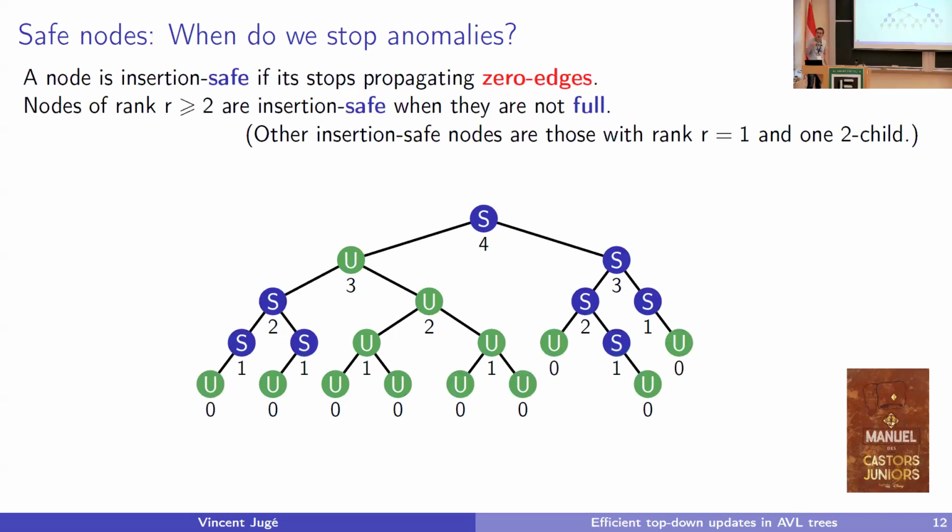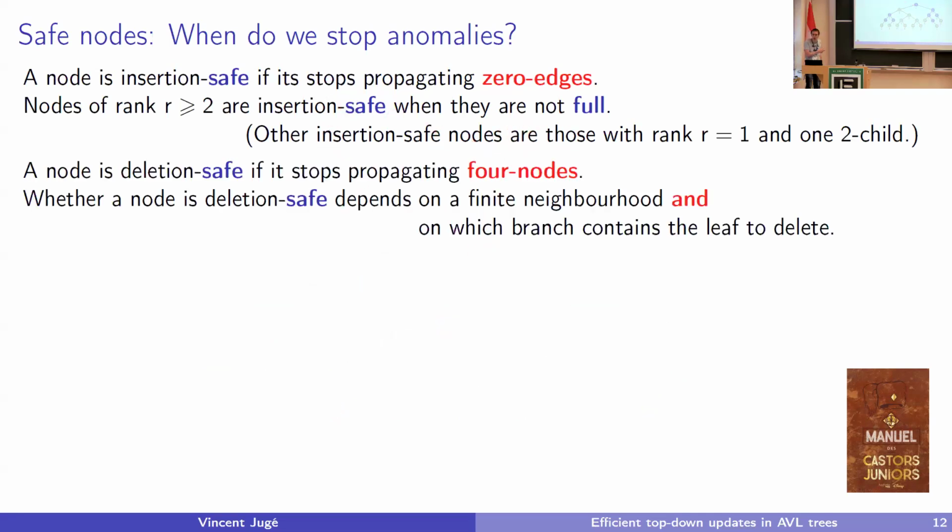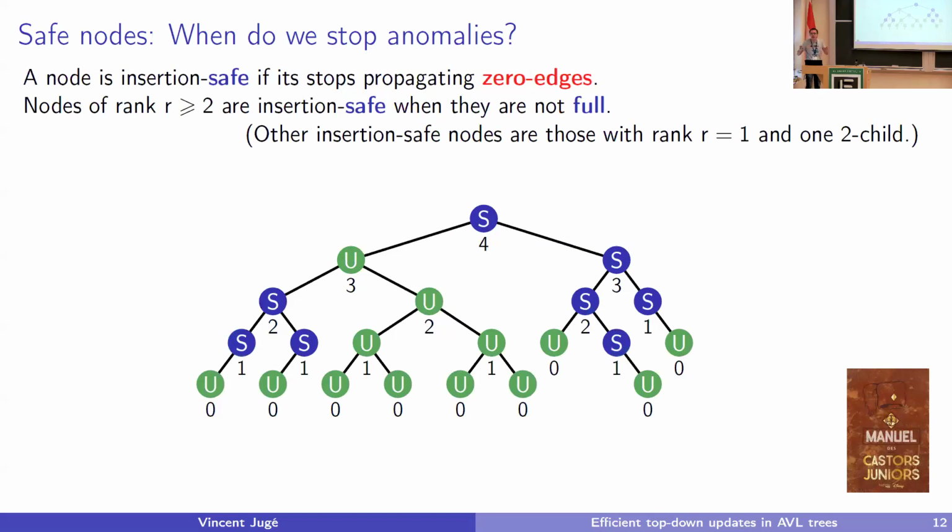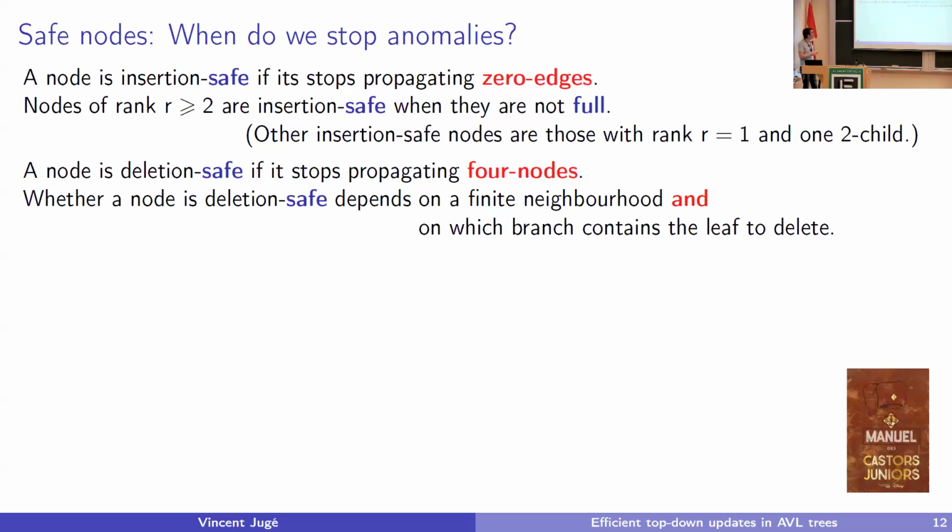And so in general, we have a nice characterization of insertion safe nodes, which are nodes that are not full. Or maybe they can just have a small rank and then you have an ad hoc criterion. So here, for instance, for each node, I indicated whether they were unsafe or safe. And so it's a local criterion, so it's super easy to detect in live. Then you also have a local criterion for being deletion safe. Deletion safe means that we will stop propagating for nodes in a similar manner.